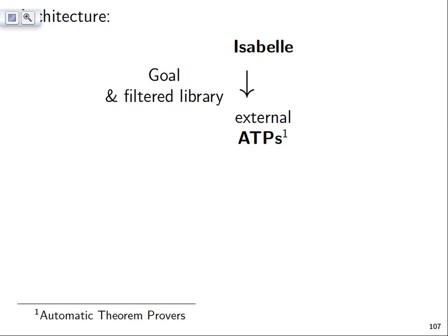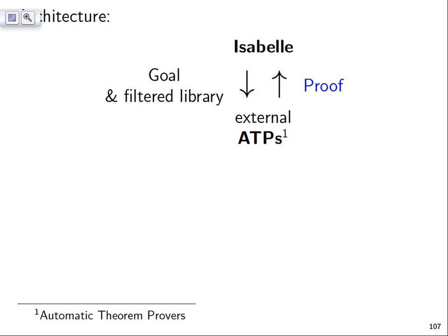Why filtered? Because the library, if you're in main, has probably at least 6,000 lemmas in the background library. If you throw all of those into the external automated theorem provers, they're not going to get very far because it's just too many. So Isabelle will filter the ones that seem promising and will only pass those to the ATP. And then the ATPs do their job, and if you're lucky, they return a proof of some form.